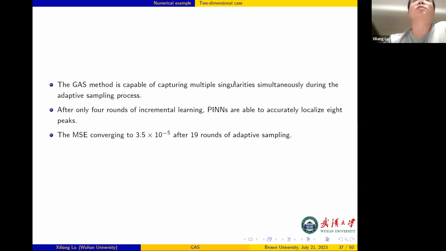Because when we do the adaptive sampling process, we add points nearby these singularities. And after the 19 iterations, the error becomes 10^-5.